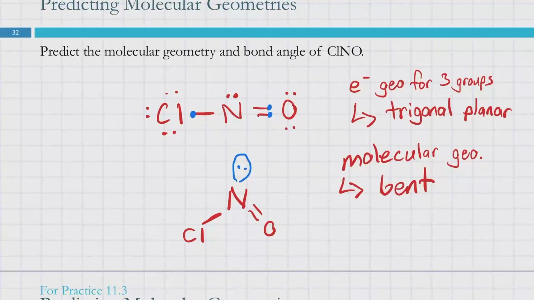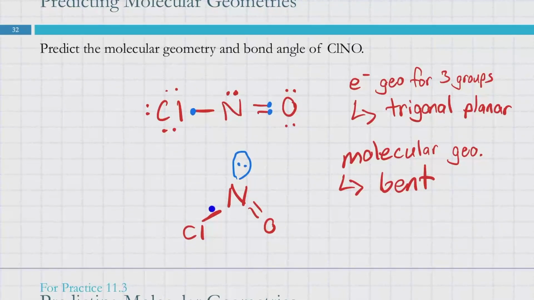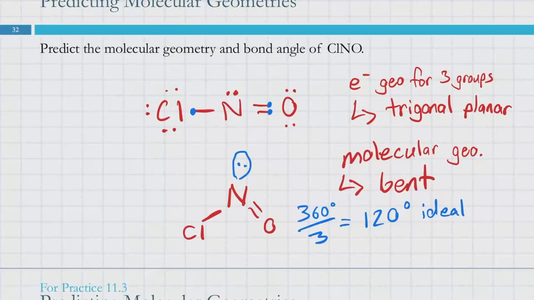Assuming no extra repulsive forces, what sort of angle should we get between these 3 groups? What would we expect? What would our ideal angle be if they were all the same? How many degrees are in a circle? 360. If we've got 3 groups, cut it 3 ways, 3 slices. We would have a 120-degree ideal bond angle. So that would be the angle between the chlorine and the oxygen.